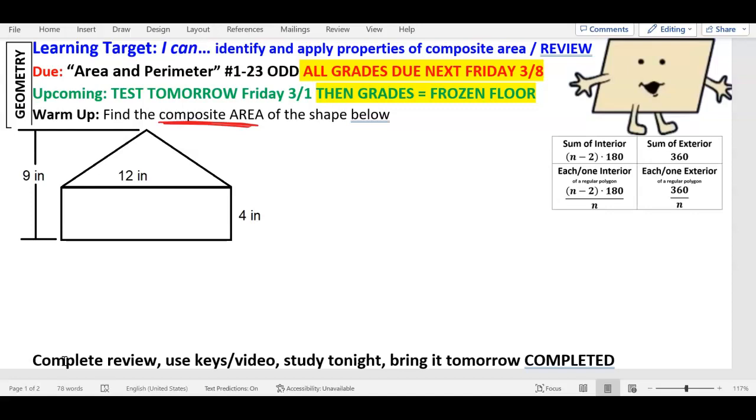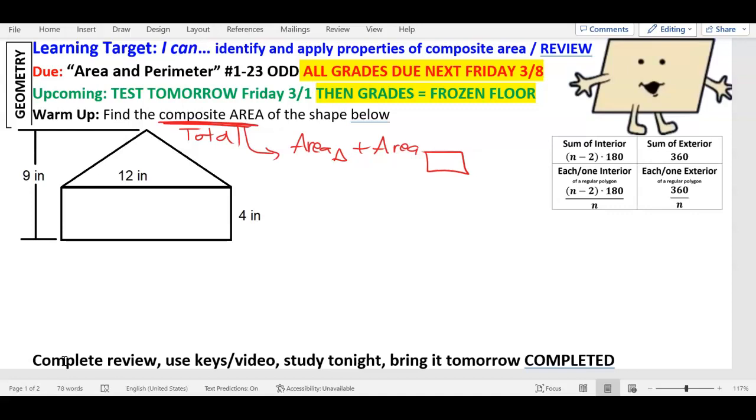So do we need to spend a whole day doing notes on that for you to know that? I hope not, because I'm not going to give it to you. You're going to learn it right here on this warm-up. Here we go. Composite area is total area. So we're going to find the area of the triangle plus the area of the rectangle. That's going to give us the composite combined area, okay?